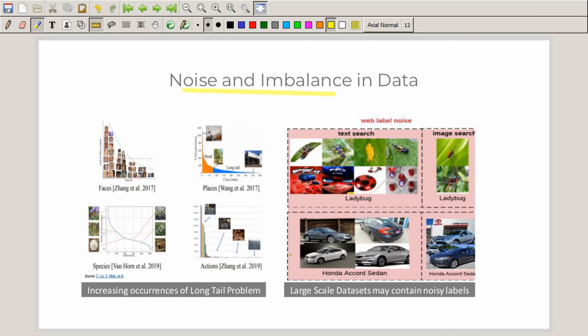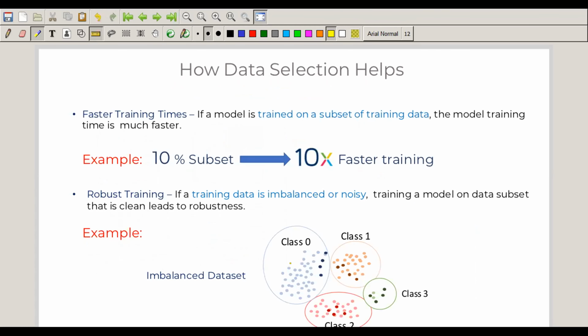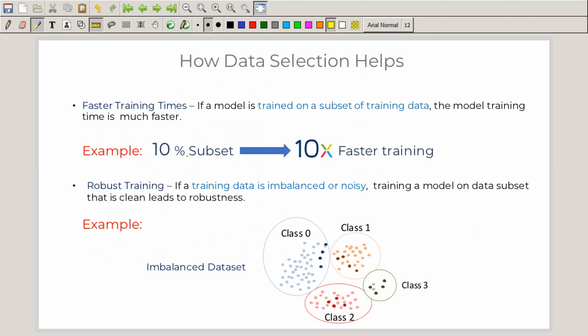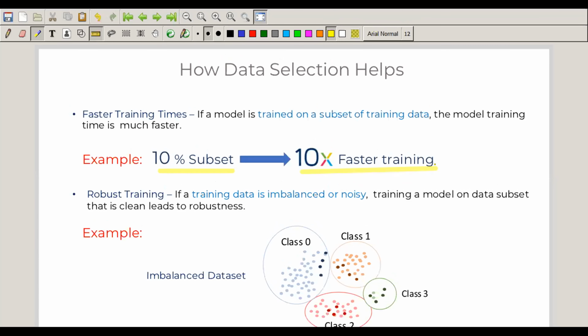How can data subset selection help? So the challenge is as follows. If I identify a 10% subset of the entire data set on which I can get the same amount of performance as the entire data set, obviously you'll get 10x faster training. But how do you identify that 10% subset? All of us know the challenge: it's really an exponential search problem.